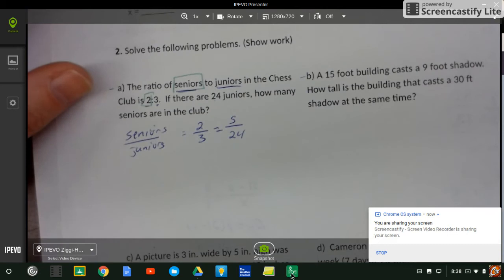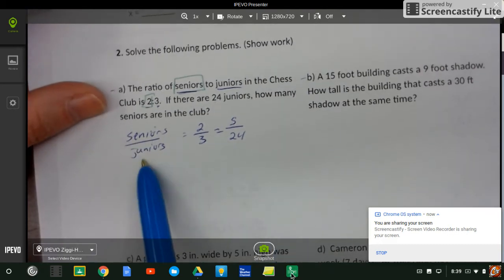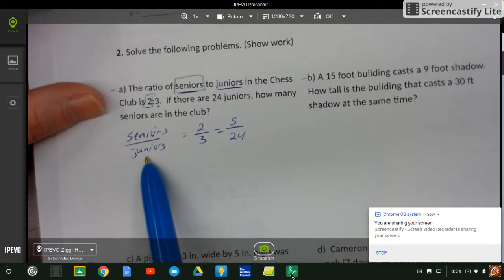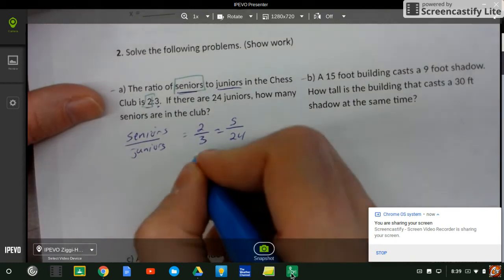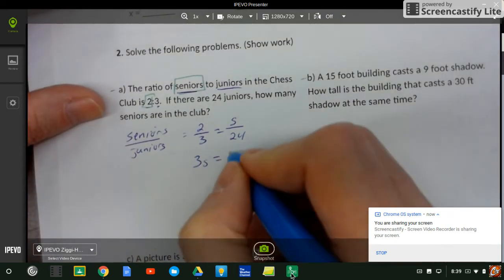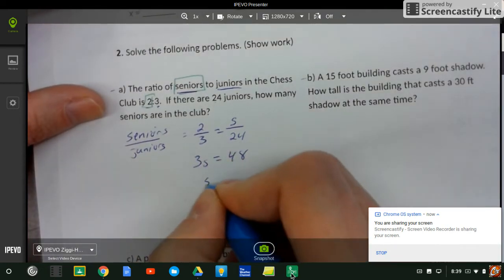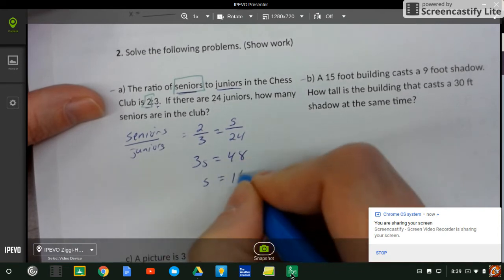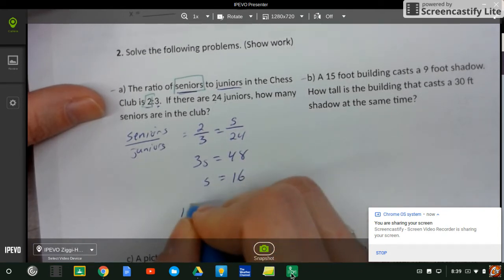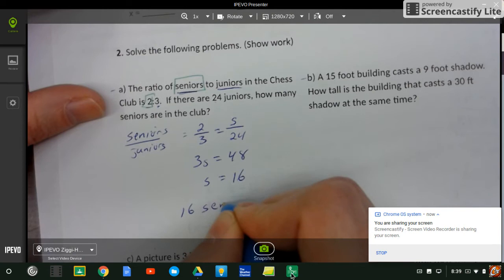So setting up your proportion is very important. I sometimes even like to write it out in words here because that gives me a better idea. So 3S equals 48. S equals 16. So there are 16 seniors.